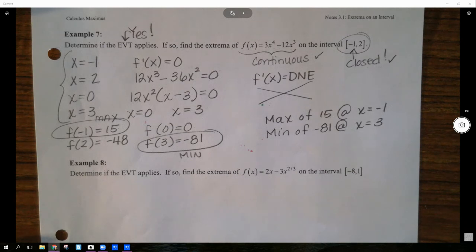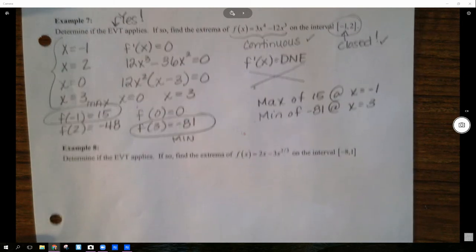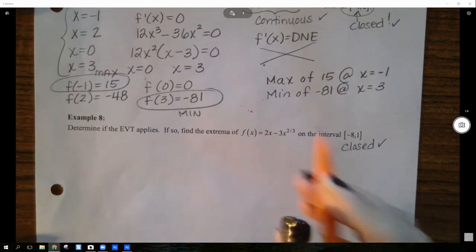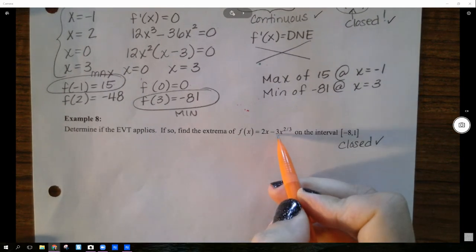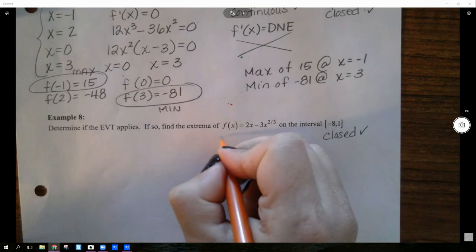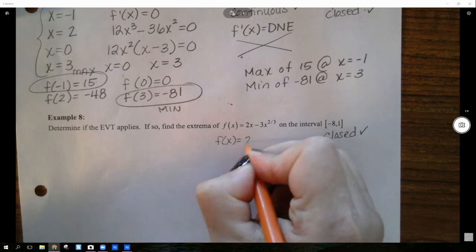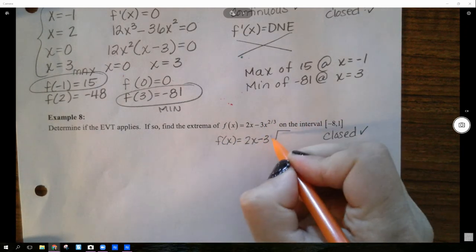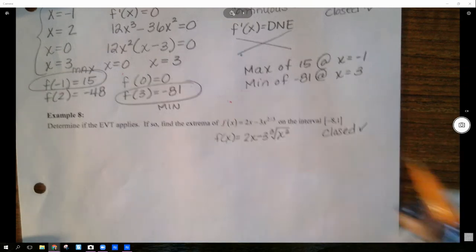Determine if EVT applies, and if so, find the extrema on the interval. Well, we have the closed interval, so that's checked. Now we have this. Is this continuous? If that helps you, you can rewrite it as a radical. X to the 2/3 is going to be the cube root of x squared.